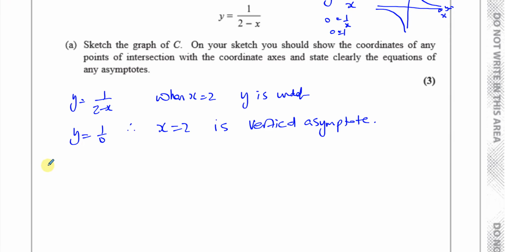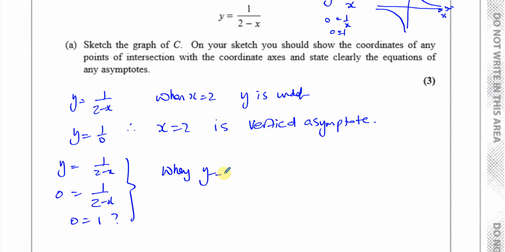And similarly, if you have y equals 1 over 2 minus x, and you put 0 instead of y, you'll also have something which is called a contradiction. So because of this, we can say when y equals 0, x is undefined. And therefore we can say y equals 0 is an asymptote. So y equals 0 is also an asymptote.